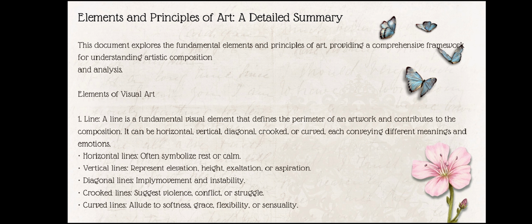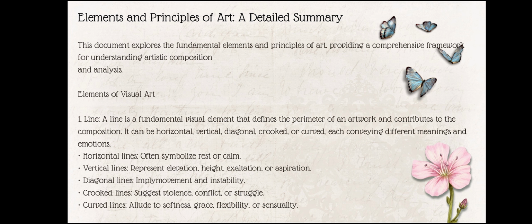So, this document explores the fundamental elements and principles of art, providing a comprehensive framework for understanding artistic composition and analysis. So there are elements of visual art. The first is line. Line is a fundamental visual element that defines the perimeter of an artwork and contributes to the composition.